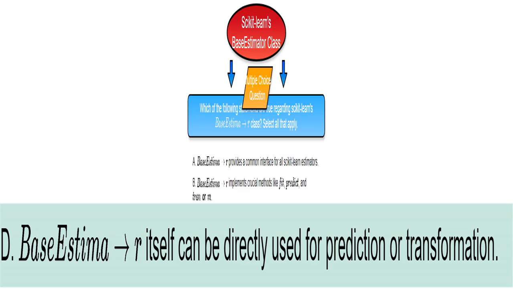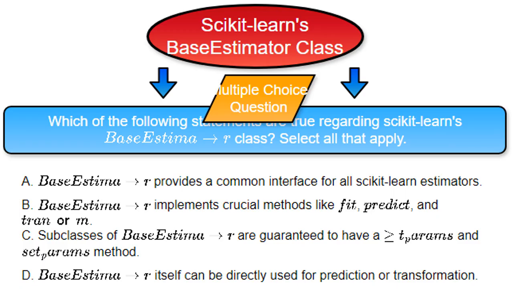This talks about what its kids inherit. I believe this is correct. The get_params and set_params methods are essential for handling hyperparameters, the knobs and dials that control the learning process of the models, and those methods are provided by the base estimator class and inherited by its subclasses. This considers whether you can directly use base estimator.